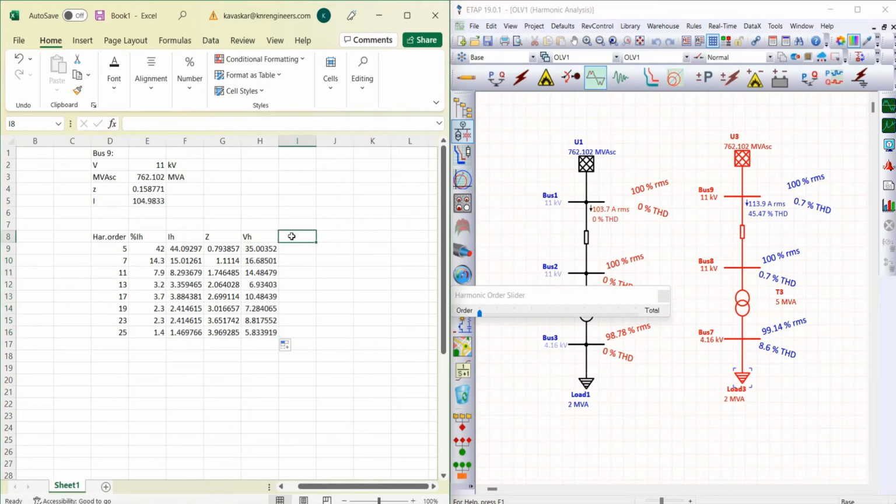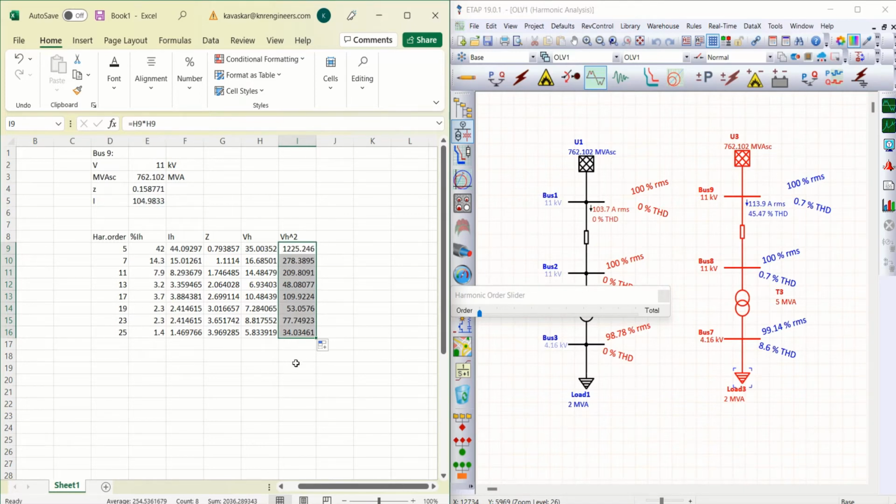Then in order to calculate voltage THD, I want to calculate VH square. So this is VH multiplied by VH. So go for it. This is VH square. Then I want to verify bus number 9 VTHD. Bus number 9 VTHD is this number, 0.7. I want to verify this value, 0.7%.